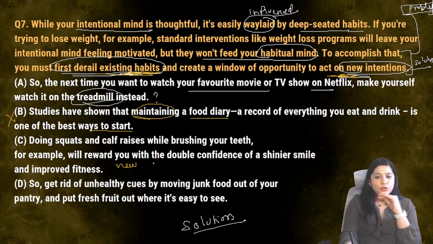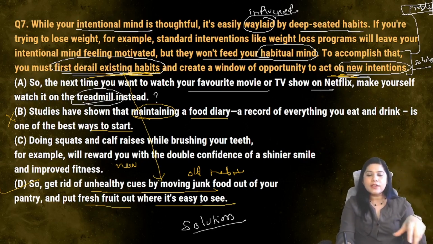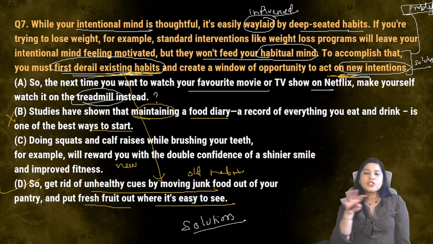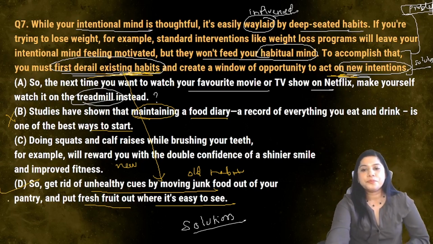What's the solution? How would you remove the old habit and then bring in the new? So D, I think, connects both. Get rid of unhealthy cues by moving junk. If you have junk in your fridge or anywhere, remove all the chips packets and everything. Old habits, that's how you derail. So it connects with this portion. And put fresh fruits right out where it's easy to see, basically in front of the dining table, around your study table, healthy things, so that whenever you feel hungry you're reaching out for healthy things and not the chips and everything. So it connects more with the last line compared to any other option. Some options are only talking about old habits, some only about new suggestions. Only option D is a good example of the last line. So option D will be the correct answer.